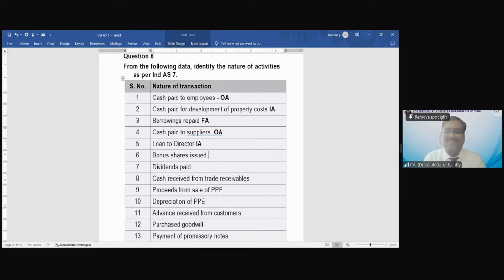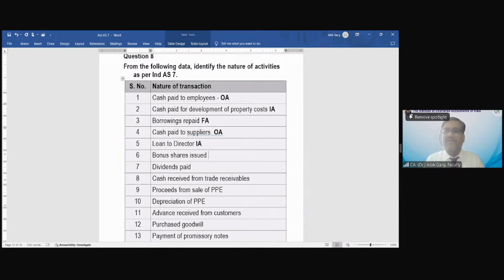Sir, is loan to employees an operating activity or investing activity? Loan to employee is an investing activity. The company has given a loan, and the company will get the refund of this loan. It is an investing activity. The company's business is not to give loans to employees. The company's business is to provide salary to the employee.